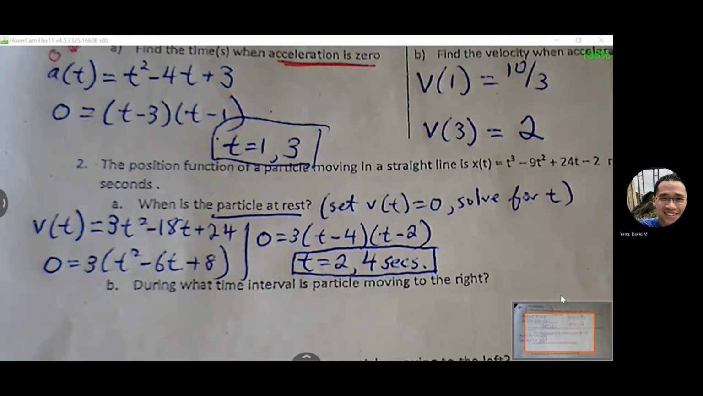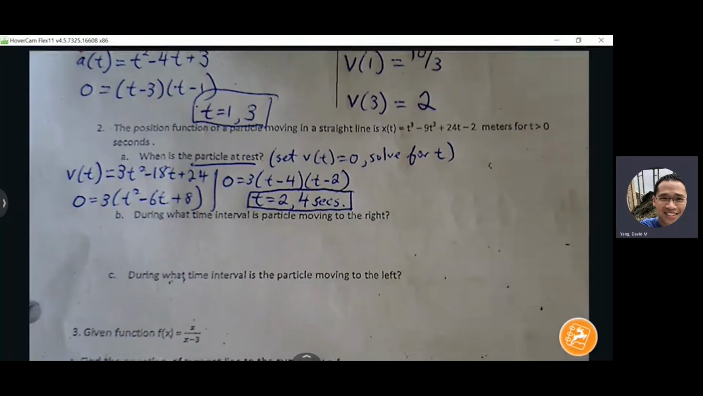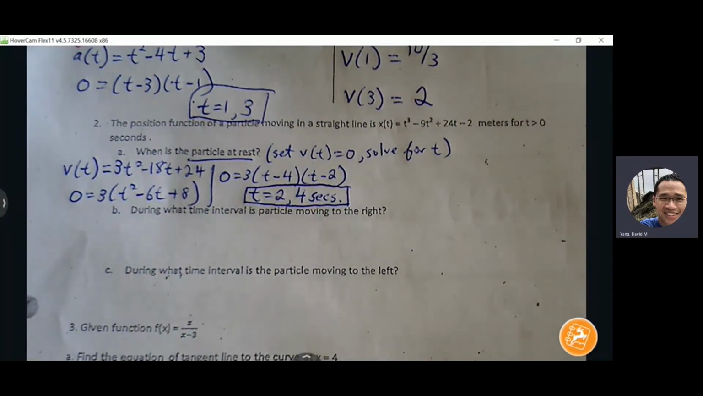Part B, during what time interval is the particle moving to the right? And then part C is during what time interval is the particle moving to the left? Before we can do any of this, we have to create what? Yeah, let's create a velocity sign line.